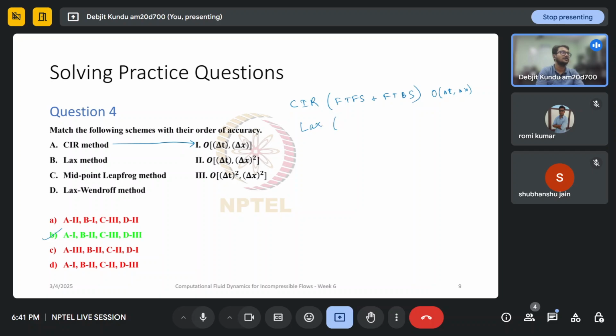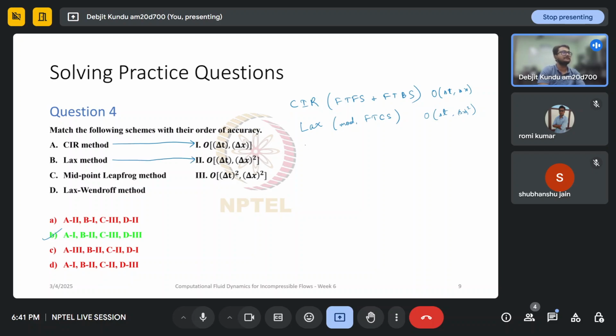Then Lax method we actually saw earlier. So this is a modified version of FTCS, central in space. So central in space is usually second order in accuracy in space, right? So this is again delta t, delta x squared. So B should be 2.